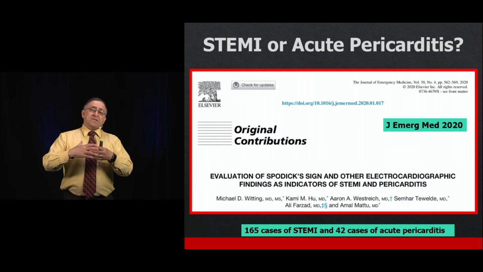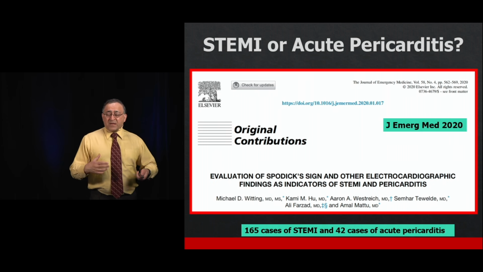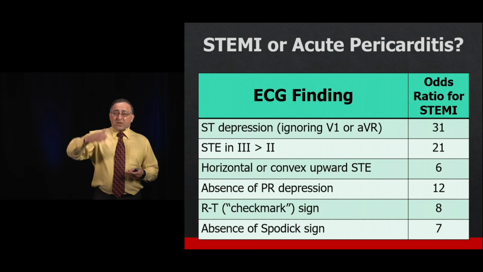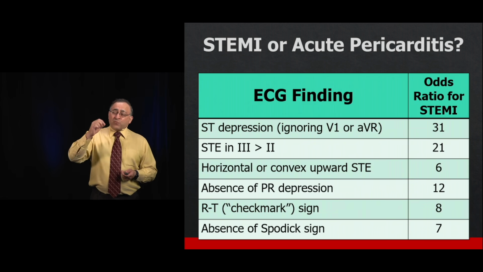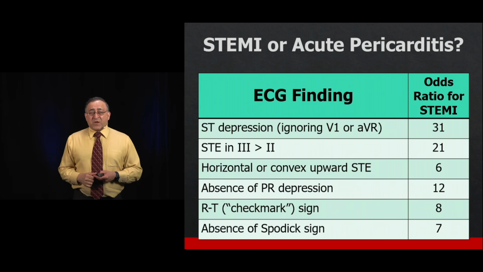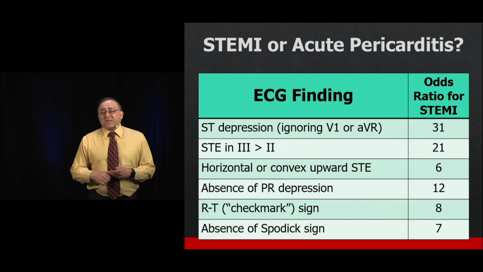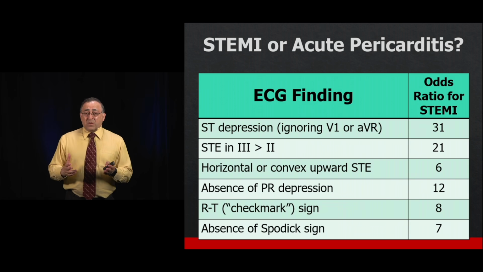We actually took a lot of this stuff and put it together in a study of 165 cases of STEMI compared versus 42 cases of pericarditis. And what we found was that all of the things that I've talked about have really outstanding odds ratios. ST depression, take a look at that odds ratio of 31. That's an incredible odds ratio.